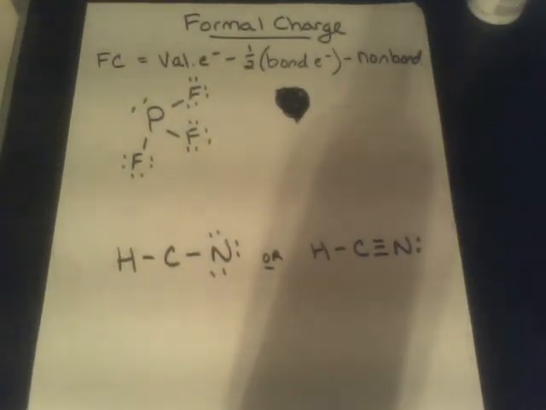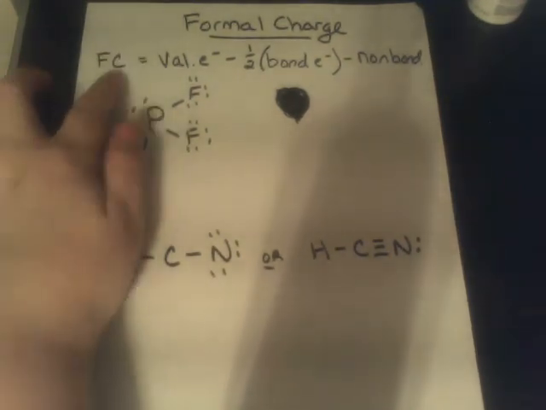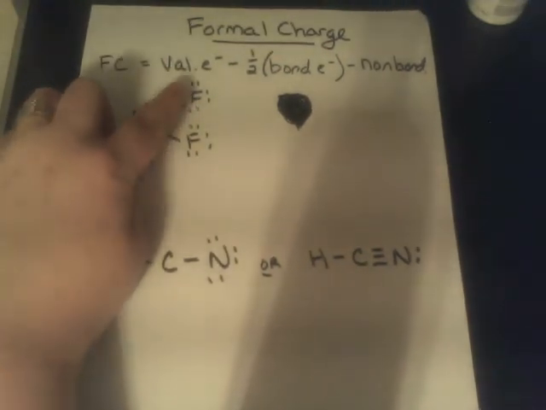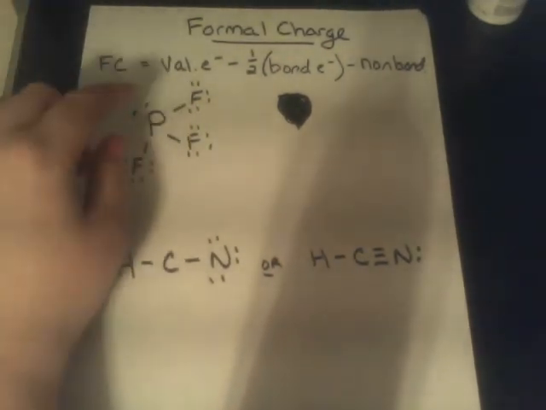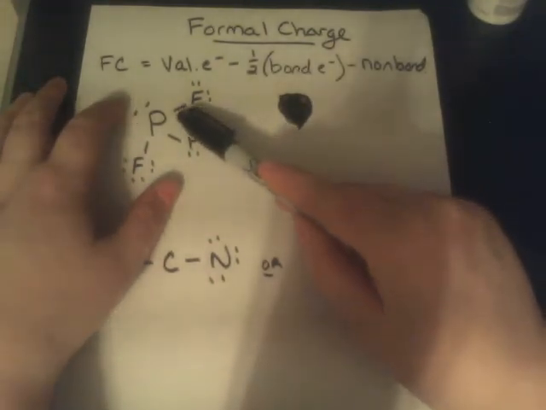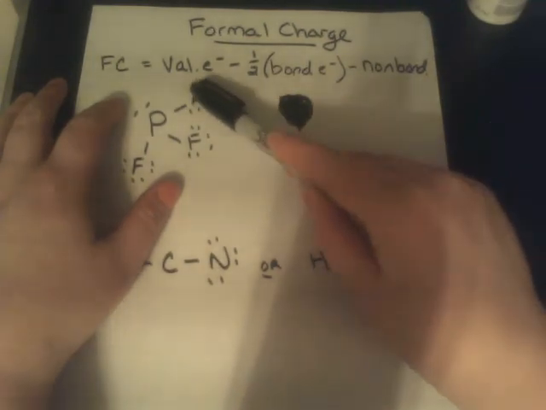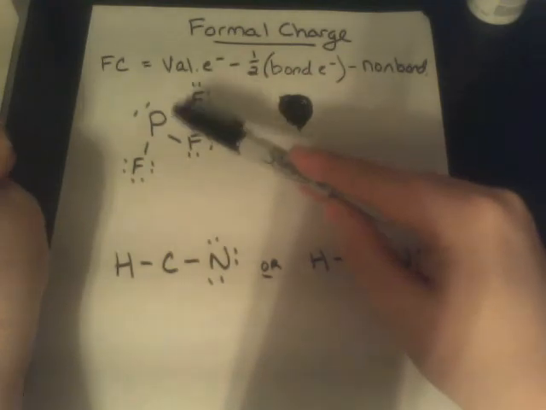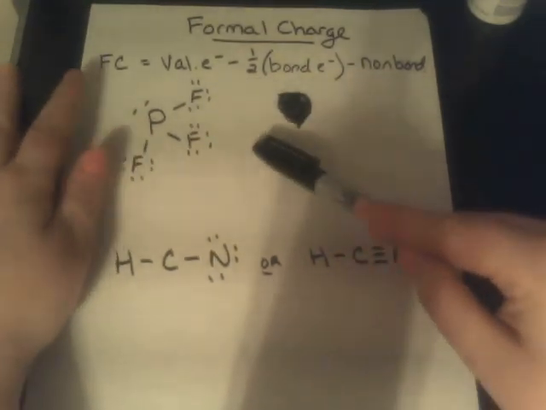Alright guys, so this video is essentially that step 5 I was talking about, how to draw a loose structure and how to determine if it's the best loose structure. So the formal charge is valence electrons minus 1/2 of the bonded electrons minus the non-bonding. Bonding electrons are clearly electrons that are participating in a bond. Non-bonding would be anything that's technically a lone pair or a lone electron. That's how people say it, non-bonding or lone electrons.